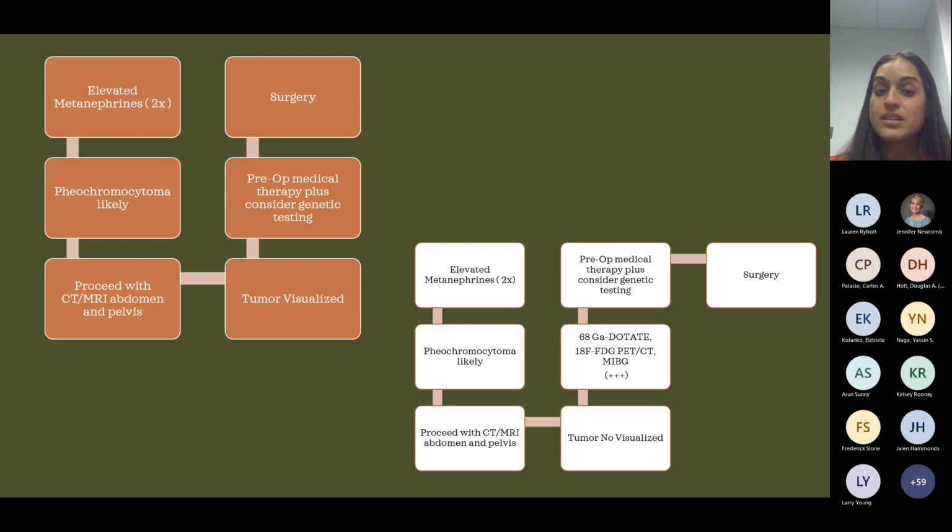If the metanephrines are elevated, more than 2 times higher, pheochromocytoma is likely, and you do imaging studies, but you don't visualize the tumor, then we know that we have other imaging studies available that we can use, such as the DOTATE test, the PET CT scan, and the MIBG. And then if you visualize the tumor, you are going to start medical therapy, and then treatment is going to be surgery.